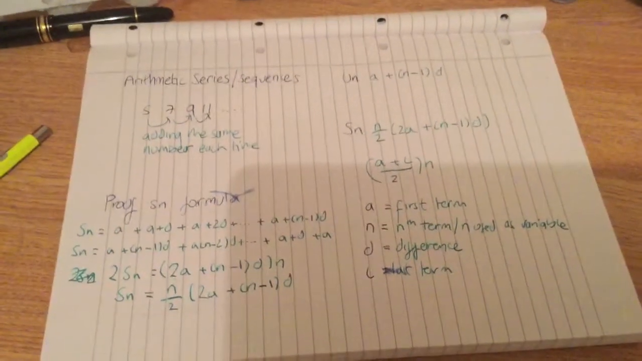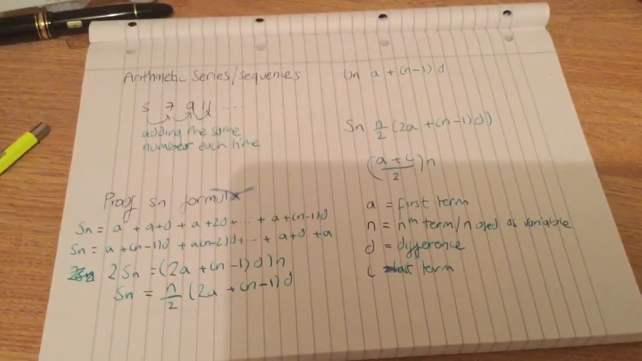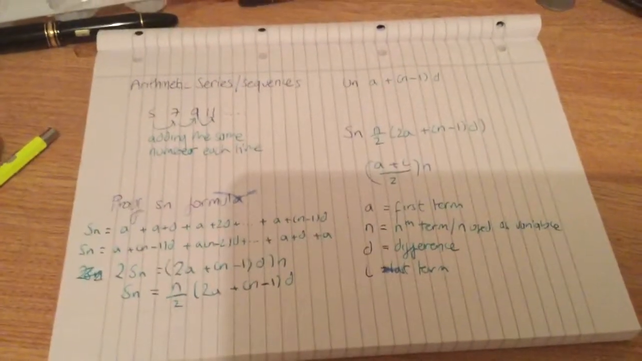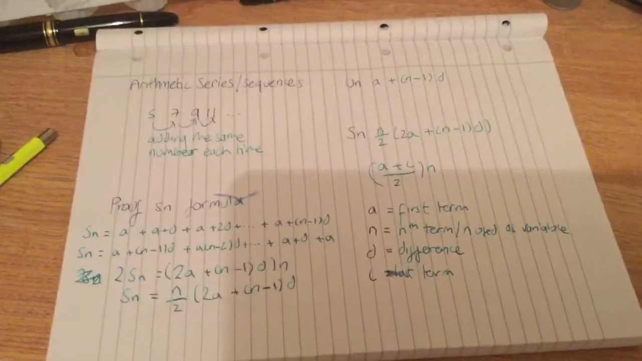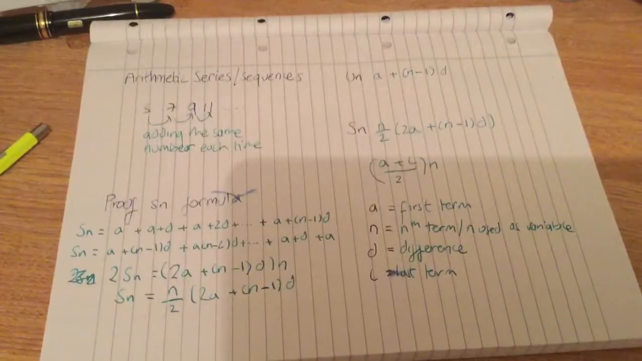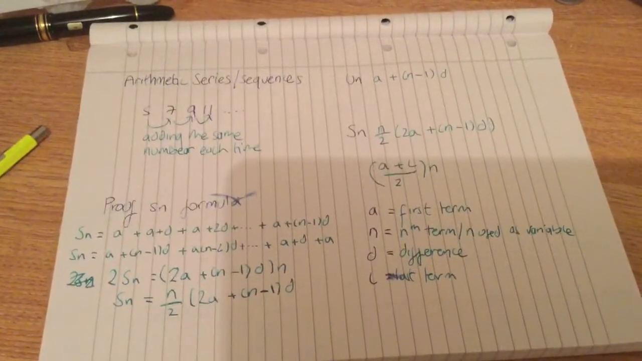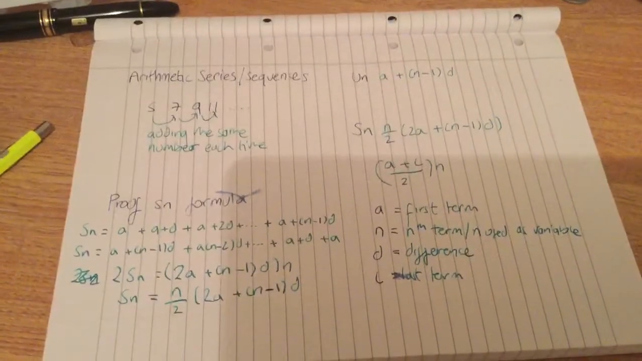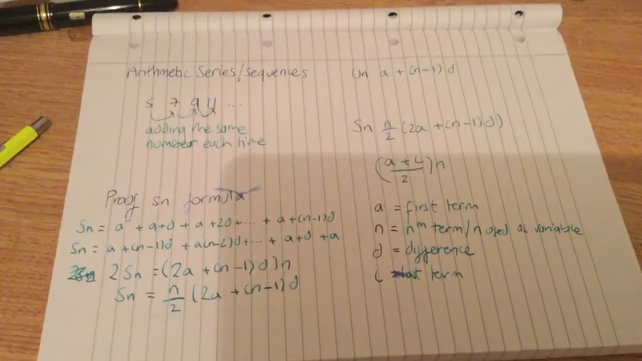Okay guys, just a quick video on arithmetic series or sequences, however you want to say that. There's a lot of information on this that you can see on the paper in front of you, but it's not particularly difficult. So let's have a quick chat of, first of all, what is an arithmetic series? It's a series that goes up, and the way you derive it is that you're adding the same number each time to get the next term.